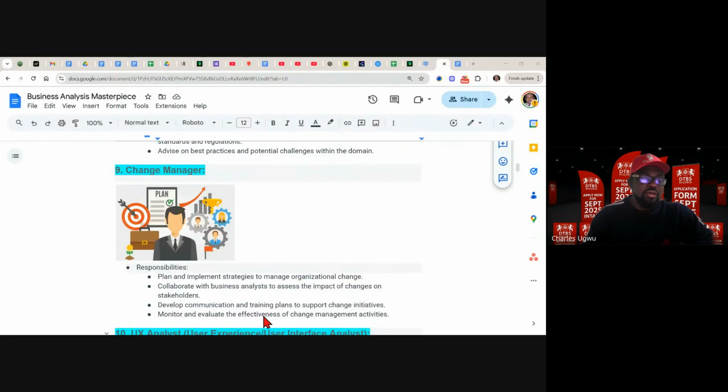mitigating solutions. You develop communication and training plan to support the change initiative, just like I said. So the training plan might not just be bringing people in and starting to train them about how to use Microsoft Dynamics 365. Part of the training, or workshop, can be a town hall meeting. You can call a town hall meeting and start telling them about this initiative.